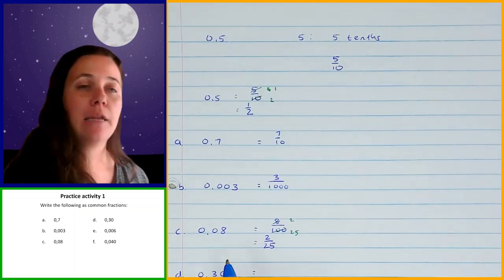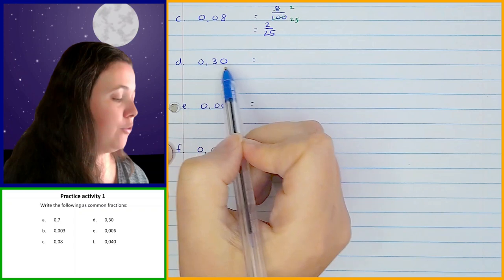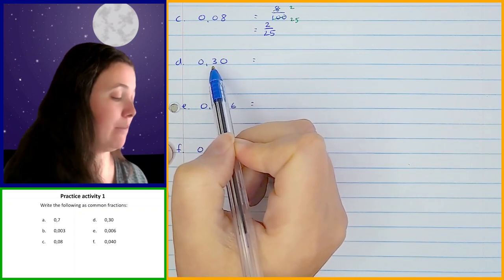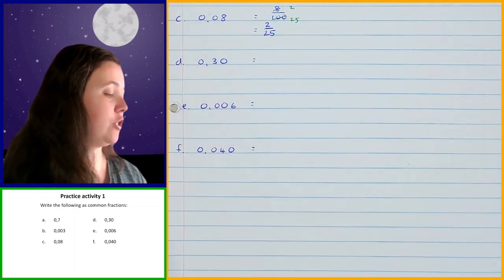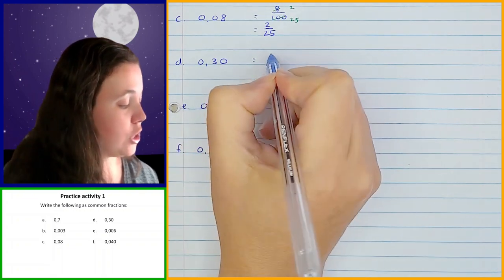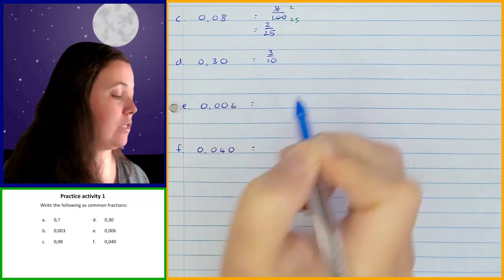Okay, then the next one I've got over here, 0.30. Now, again, I don't need to worry about zeros. I'm only going to worry about digits that aren't zero. So I'm going to say that this 3 is in the tenths position. So it's going to be 3 over 10, and I can't simplify that. So it stays as it is.